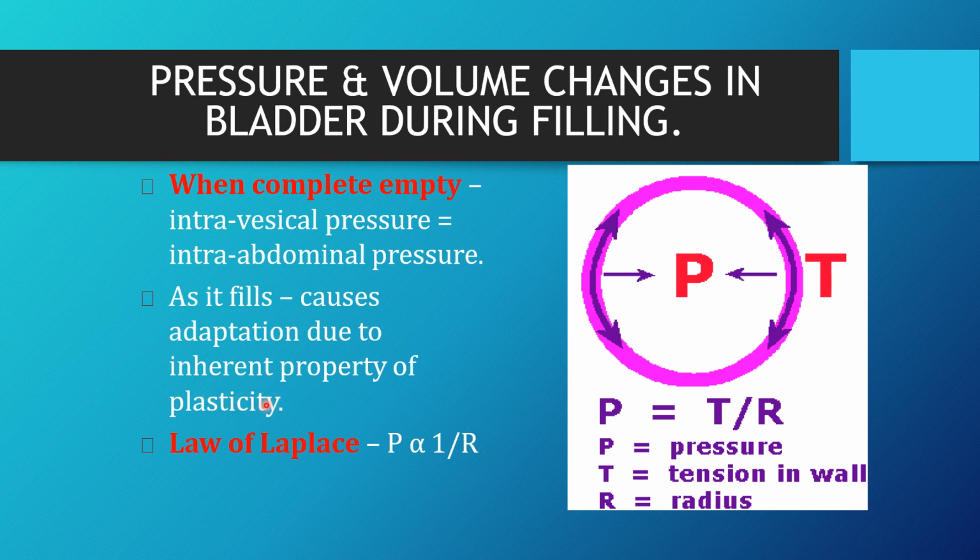So it causes adaptation. Plasticity, you heard this word in nerve physiology, that is nerve plasticity or synaptic plasticity or smooth muscle plasticity. So we have this word many times. It causes adaptation because of this plasticity. This is according to the law of Laplace, P is equal to T by R. Pressure is equal to tension in the wall divided by radius. As the pressure increases, the tension increases, and the radius is inversely proportional to the pressure of the bladder.